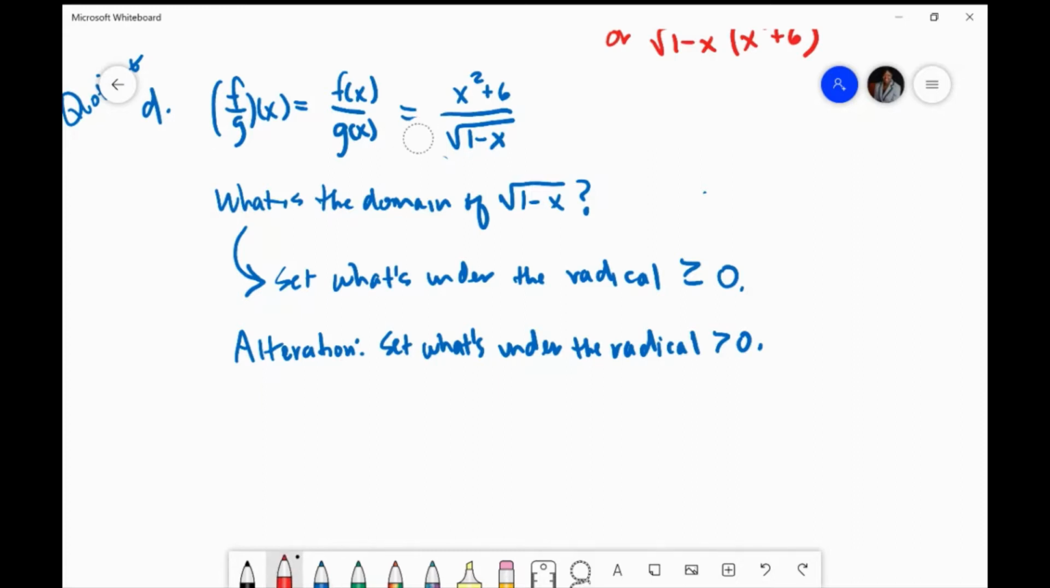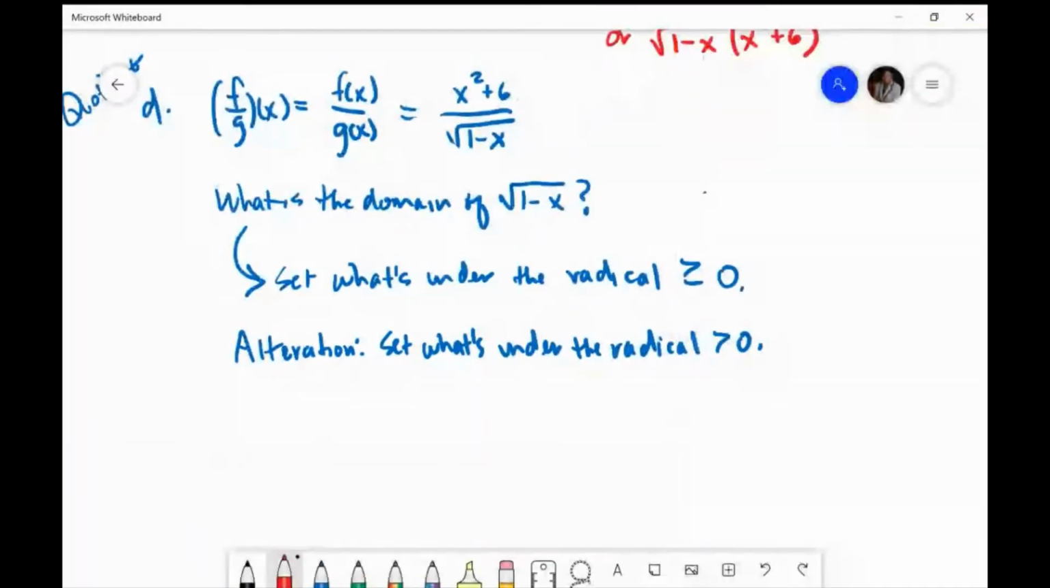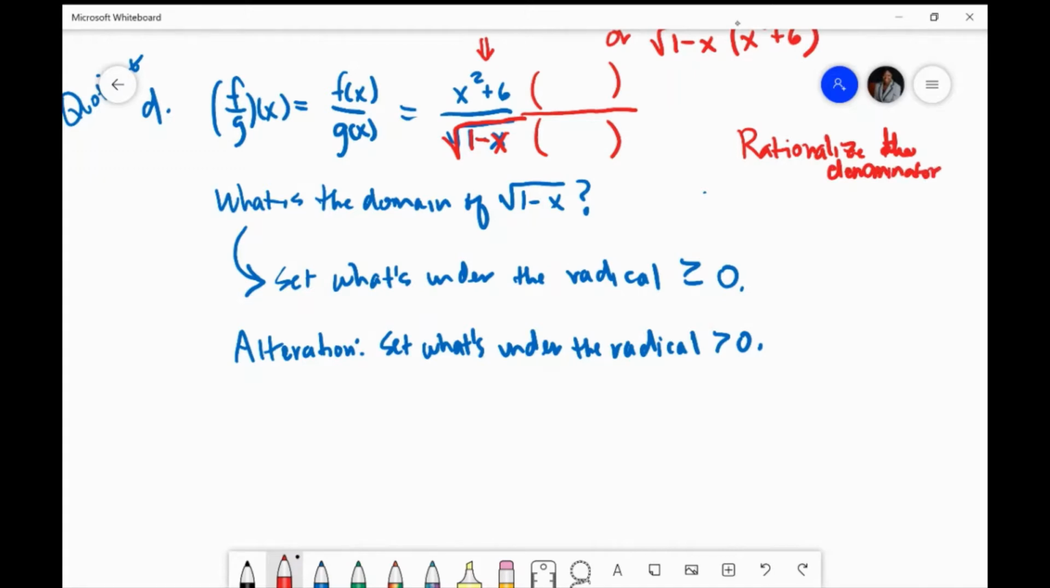All right. So for this right here, we got a radical here in the denominator. What you're supposed to do is get rid of it by rationalizing the denominator. Anybody remember something like that? Rationalize the denominator. What would we multiply it by to get rid of it? You'll have to multiply the numerator and denominator by the square root of 1 minus x.